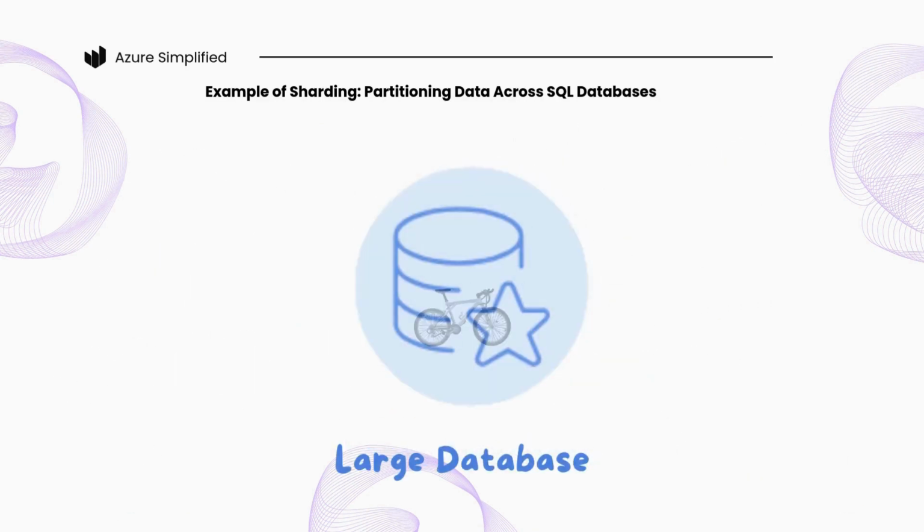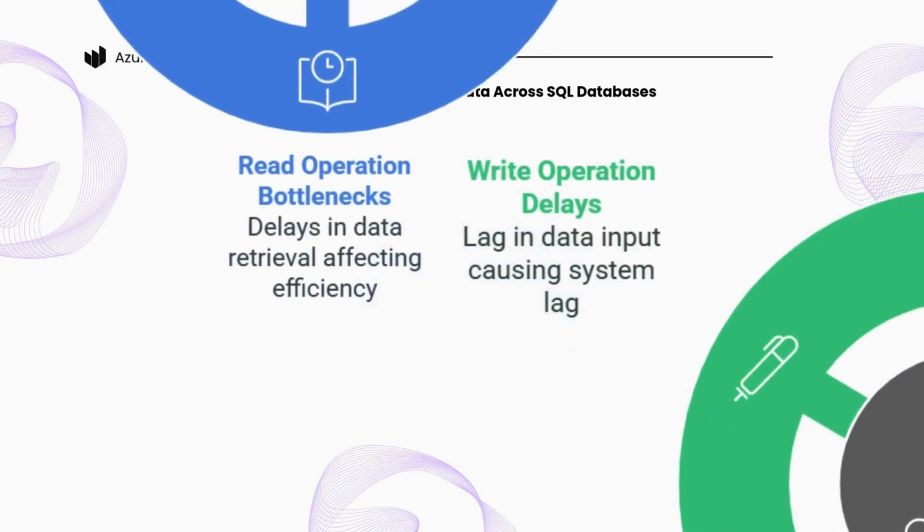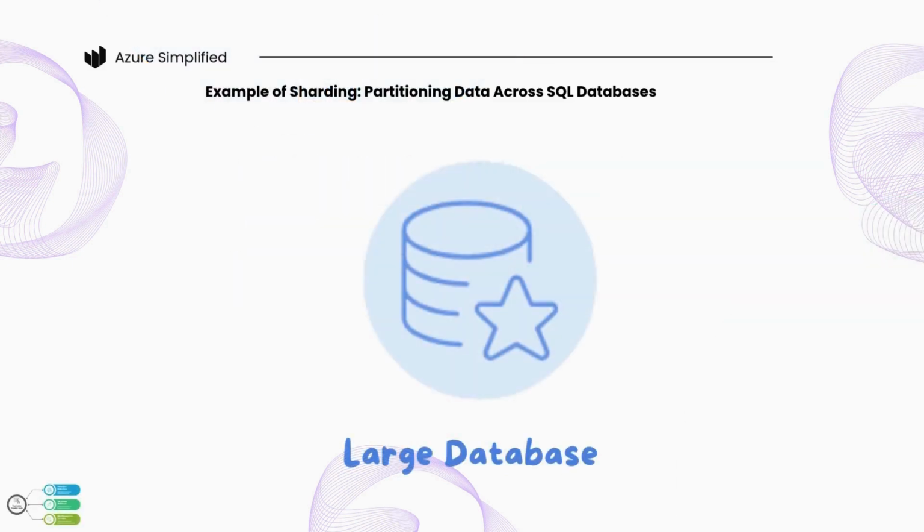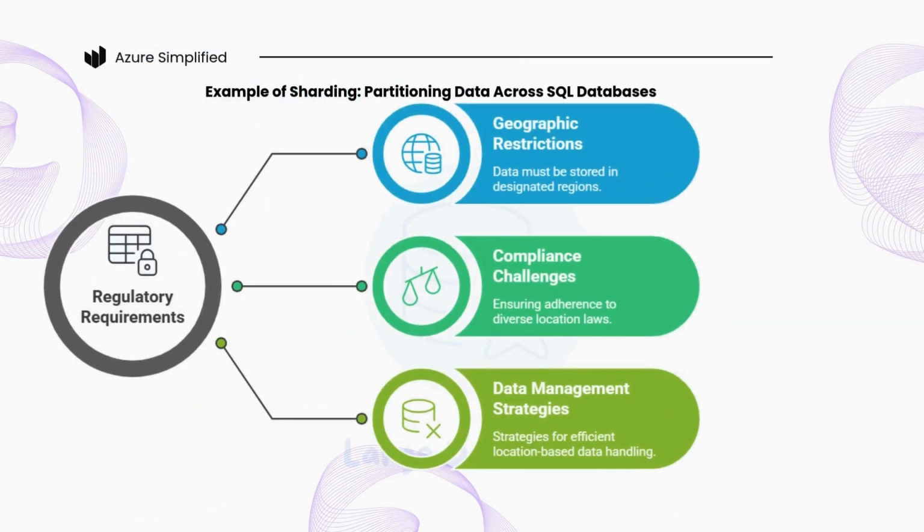A central database storing all customer and ride data becomes slow and inefficient as the user base grows. Scalability issues: high read and write operations lead to performance degradation. Data isolation needs: regulatory requirements may require storing customer data in specific geographic locations.